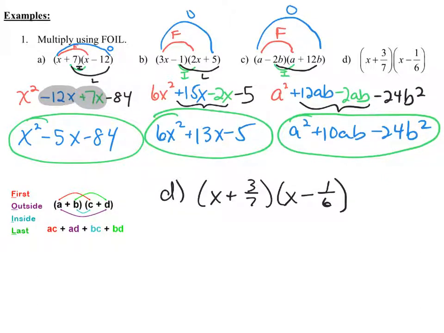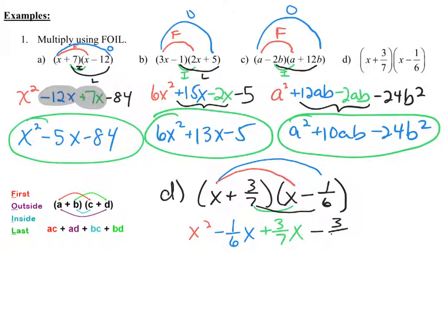In our next example, we're multiplying the quantity x plus 3 over 7 times the quantity x minus 1 over 6. We can still use the FOIL process here. We can do that whenever we're multiplying a binomial times a binomial. So when we multiply the first times the first, x times x is x squared. The outer is x times a negative 1/6, so we can write that as a minus 1/6 x. The inner is plus 3 over 7 times x, plus 3/7 x. And then the last is plus 3/7 times a negative 1/6, so it's going to be a negative 3 over 42, which we'll be able to simplify.